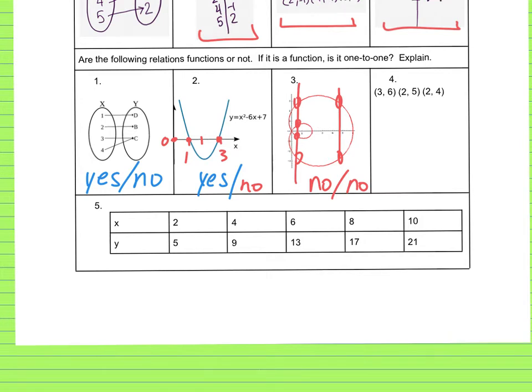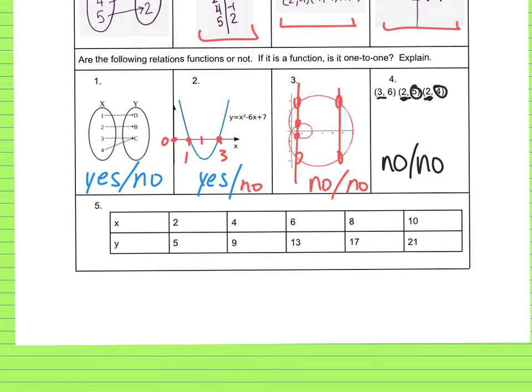And then we've got number 4 here. Let's just look at the values. If we need to draw a mapping diagram, we totally can. I see these 2 x's repeat, okay? So 2 is one person. It's got 2 different outputs, so 2 birthdays. Can't be a function, also can't be one-to-one.